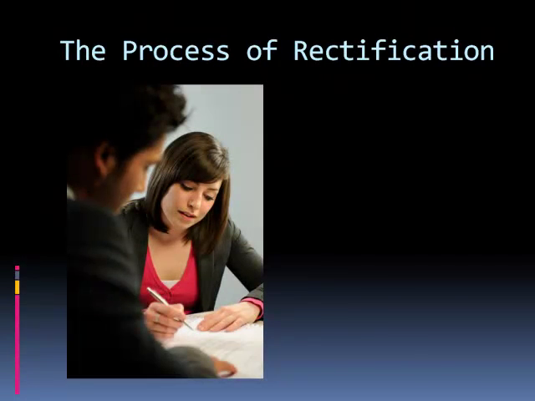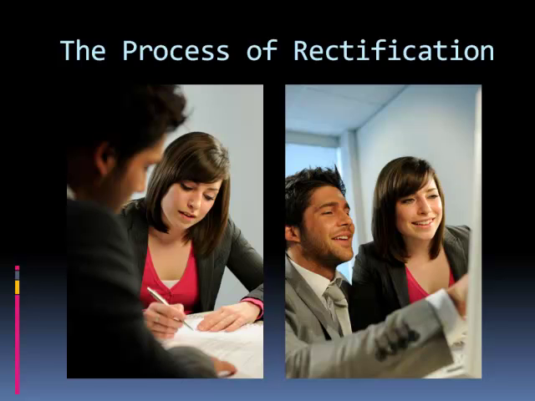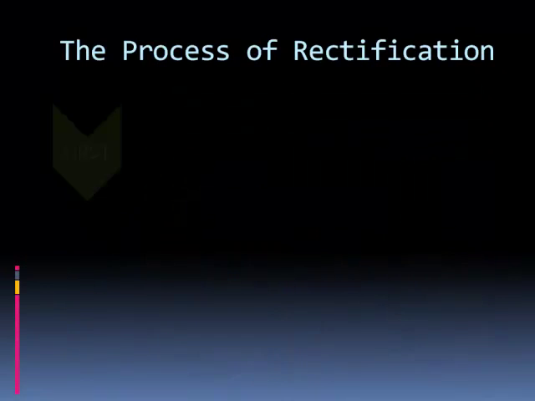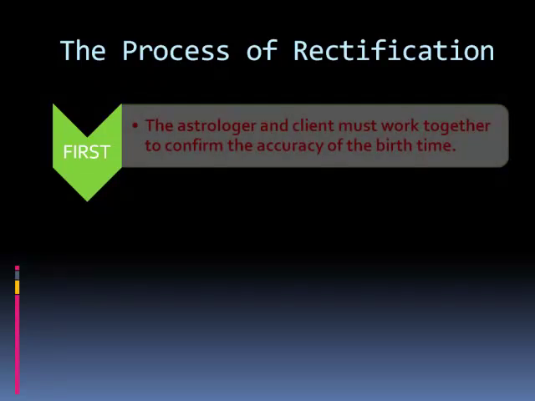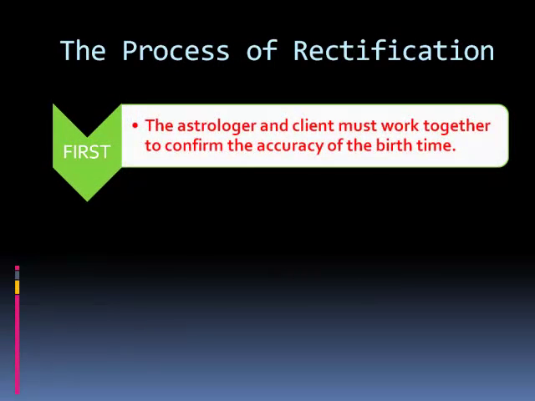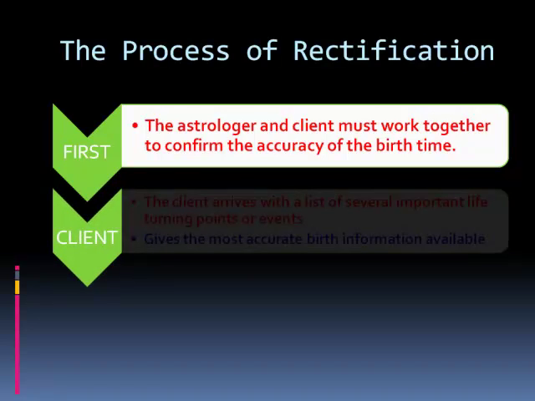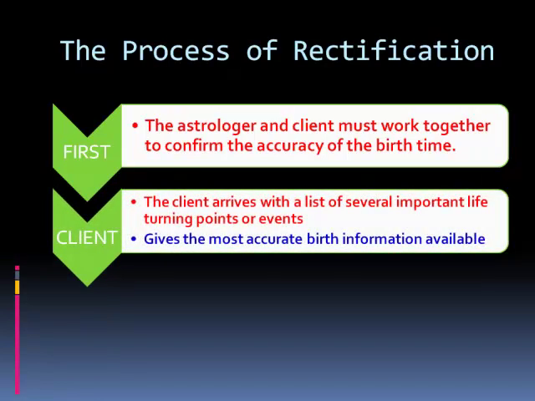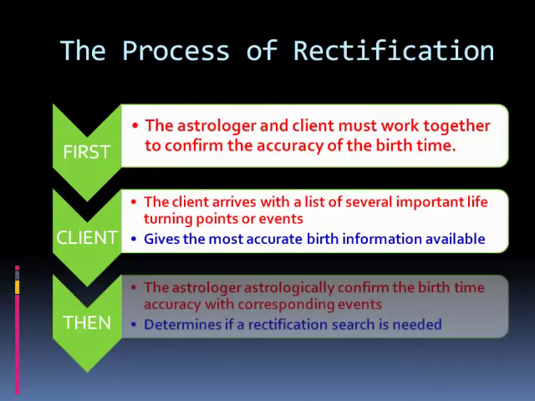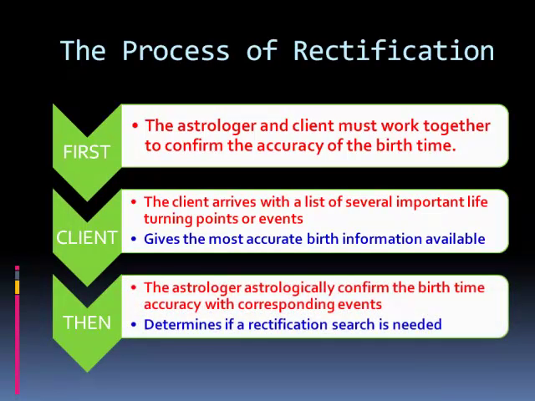Now, the process of rectification is quite complicated, pulls upon all of the skills of the astrologer. Indeed, the astrologer and client must work together to confirm the accuracy of the birth time. First of all, the client should arrive with a list of several important life turning points or events with specific dates. Indeed, the client needs to research family records to give the most accurate birth information available. The astrologer astrologically confirms the birth time accuracy with corresponding events. The astrologer then may determine if a rectification search is needed.